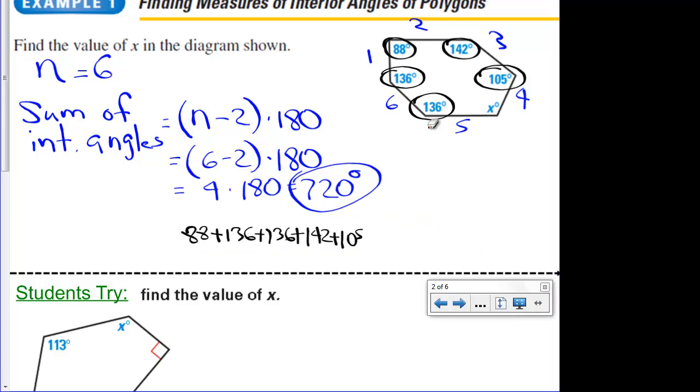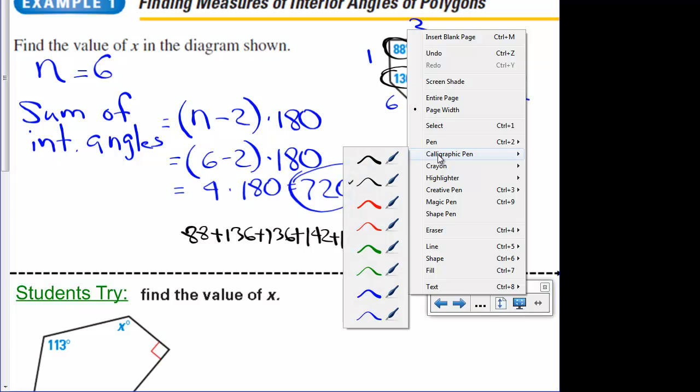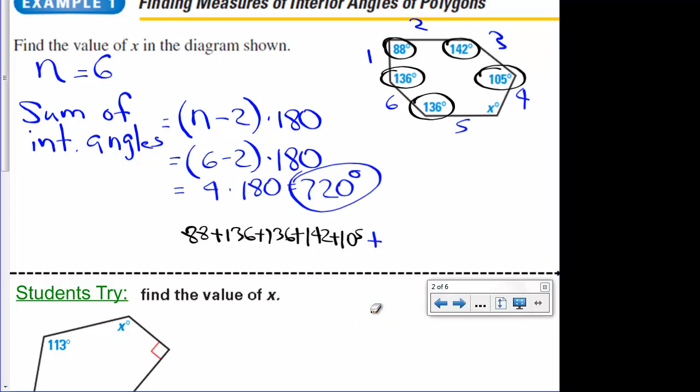All right, so what number am I missing? Missing my X. All right, so add those up on the left side. On the right side, we're going to have what number? 720. So once you add all those numbers up, we're going to get 607 plus X equals 720.